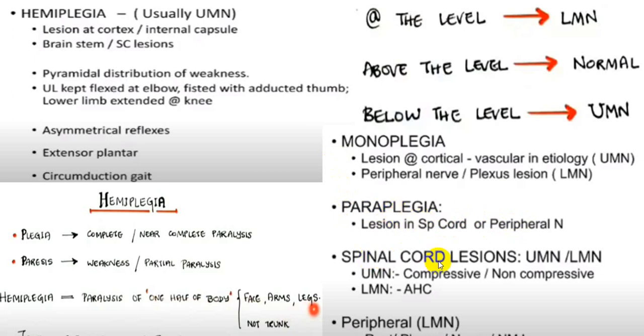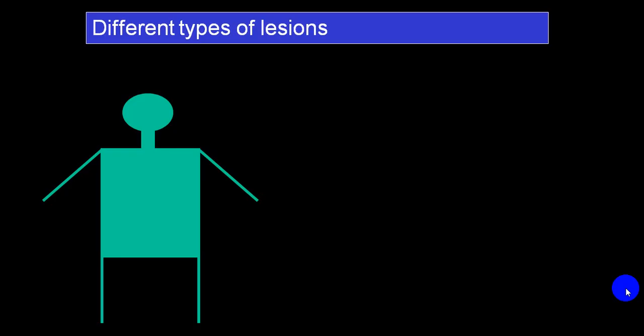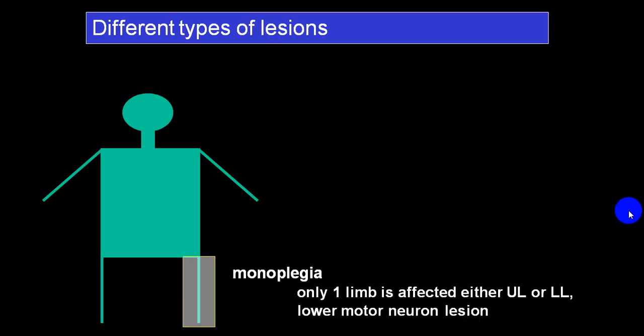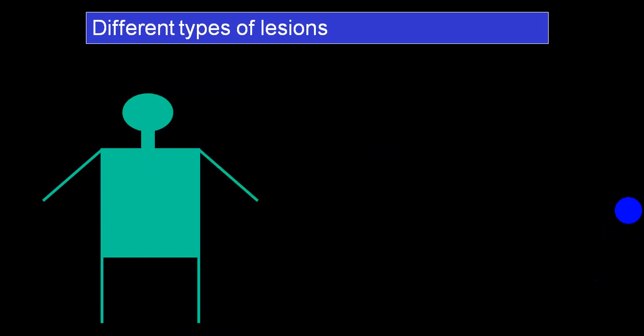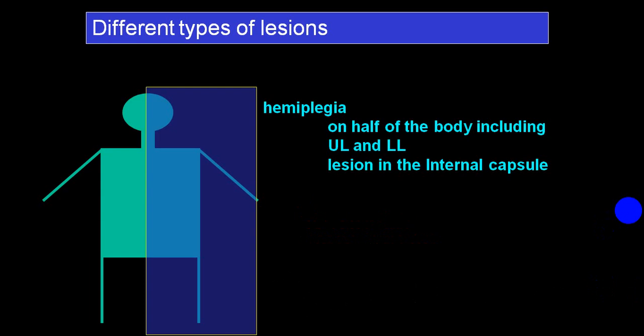Spinal cord lesions can be produced by a compressive or a non-compressive lesion. Below the level will be upper motor neuron and at the level it will be lower motor neuron. And in peripheral nerve damage, either root or plexus or nerve or myoneural junction, it will always be lower motor neuron. Depending upon the amount, if one limb is involved, whether lower limb or upper limb, it will be monoplegia. If one side is involved, hemiplegia, which may be with face involvement or without face involvement.